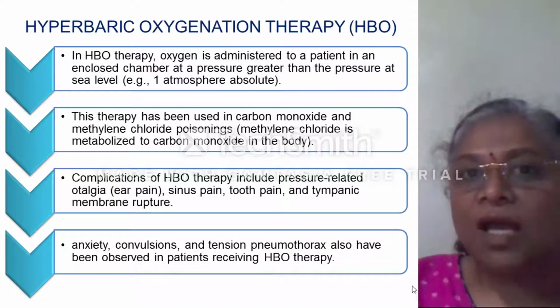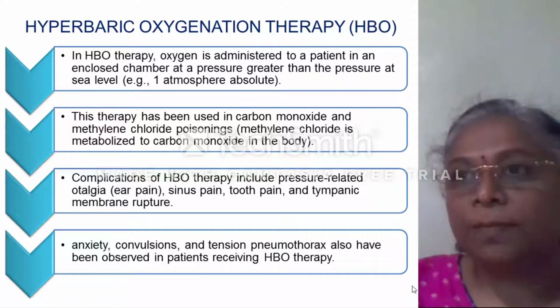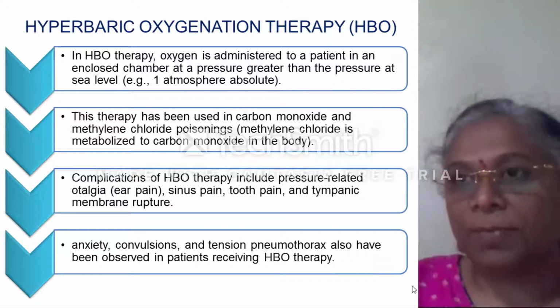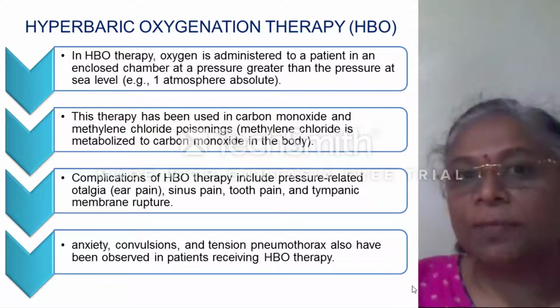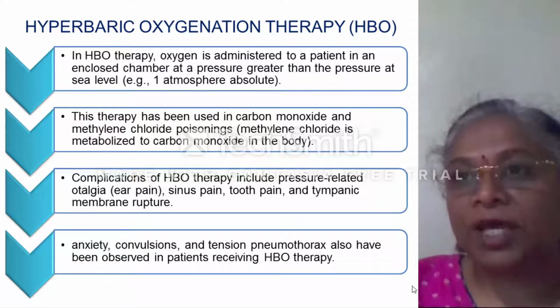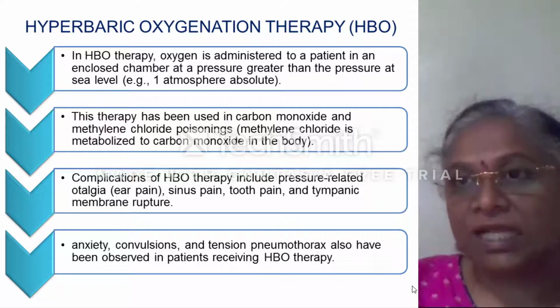Then comes hyperbaric oxygenation therapy. In HBO therapy, oxygen is administered to the patient in an enclosed chamber at a pressure greater than the pressure at sea level. This therapy is used especially in carbon monoxide and methylene chloride poisoning, because methylene chloride is metabolized to carbon monoxide in the body. The complications of HBO therapy are pressure related. There may be pressure related otalgia, that is, pain in the ear.